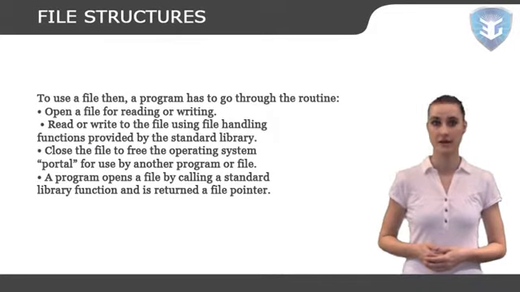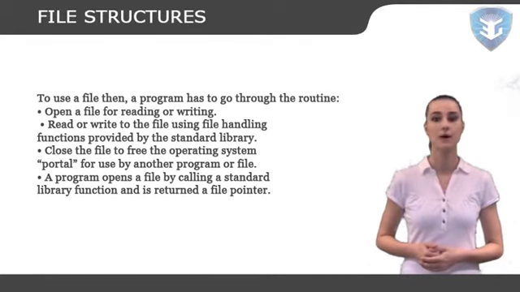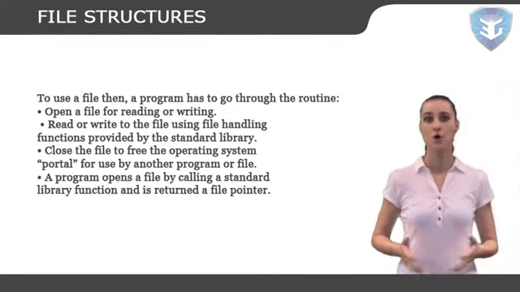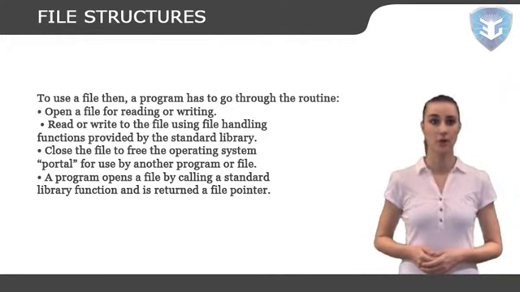To use a file then, a program has to go through the routine. Open a file for reading or writing. Traverse a path and locate the file on disk or whatever. Read or write to the file using file handling functions provided by the standard library. Close the file to free the operating system resource for use by another program or file. A program opens a file by calling a standard library function and is returned a file pointer by the operating system, which allows a program to address that particular file and to distinguish it from all others.